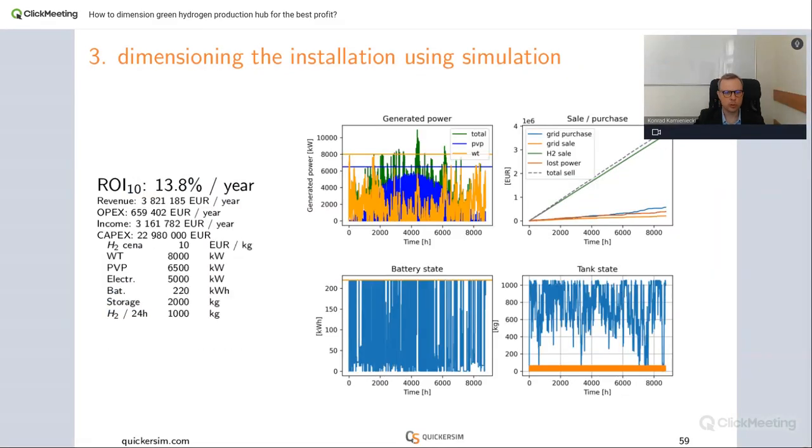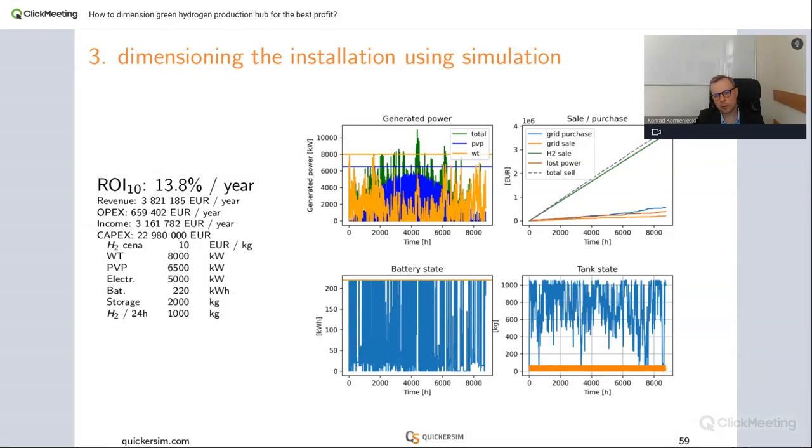And what is the solution based on the simulation? The solution is, like you can see, I have a new farm which has an 8 megawatt wind turbine, 6.5 megawatts of photovoltaic panels, a big electrolyzer, a smaller battery, bigger storage, and the return on investment from that is 13.8%. It is 1.9% more than we had from point 2, where we simulated the paper and pencil dimensioned installation. And yeah, so this is what we get.